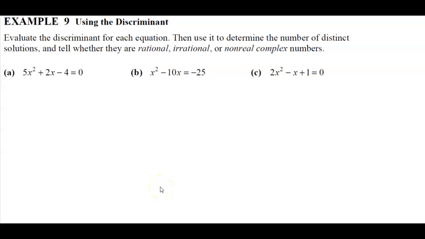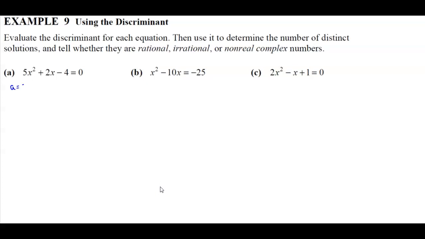Example 9. Using the discriminant. Evaluate the discriminant for each equation, then use it to determine the number of distinct solutions, and tell whether they are rational, irrational, or non-real complex numbers. So if we take a look at part A, we have 5x squared plus 2x minus 4 equals 0.